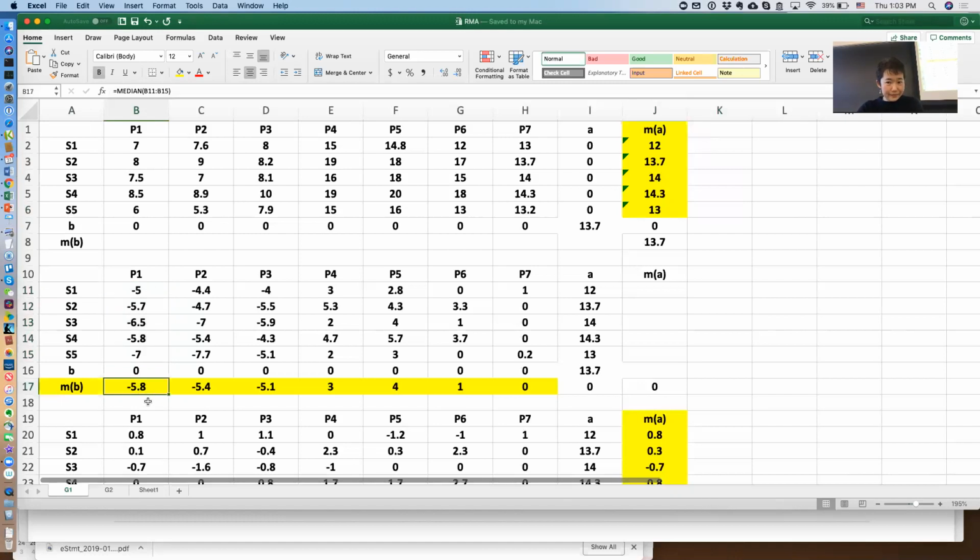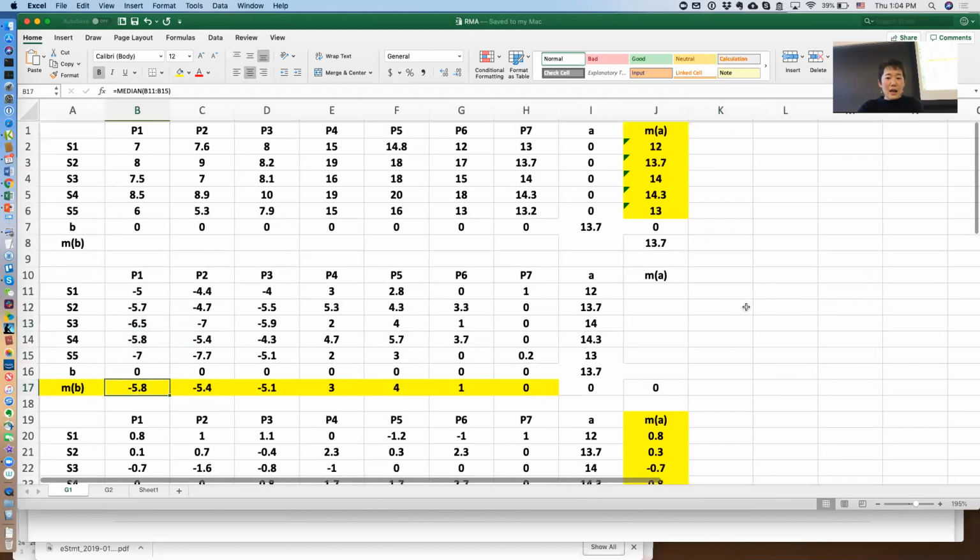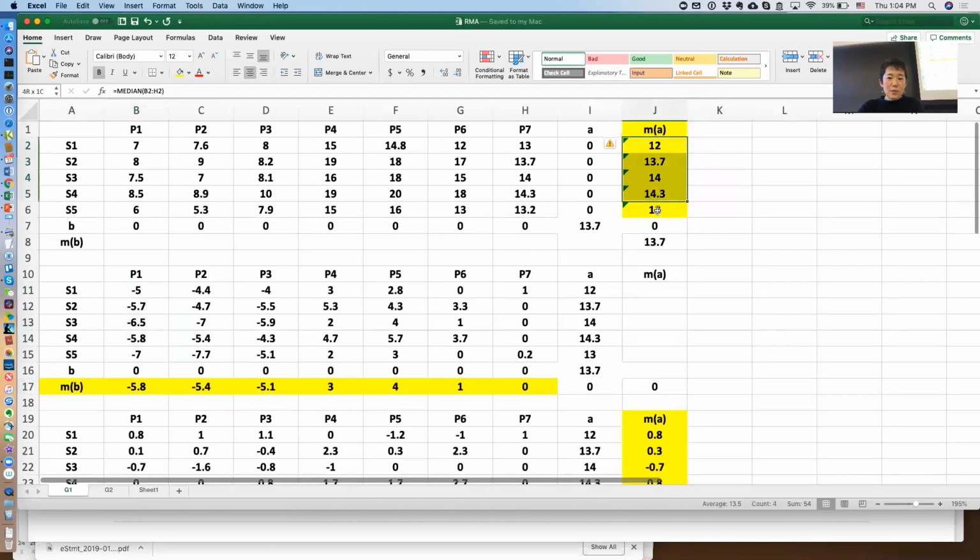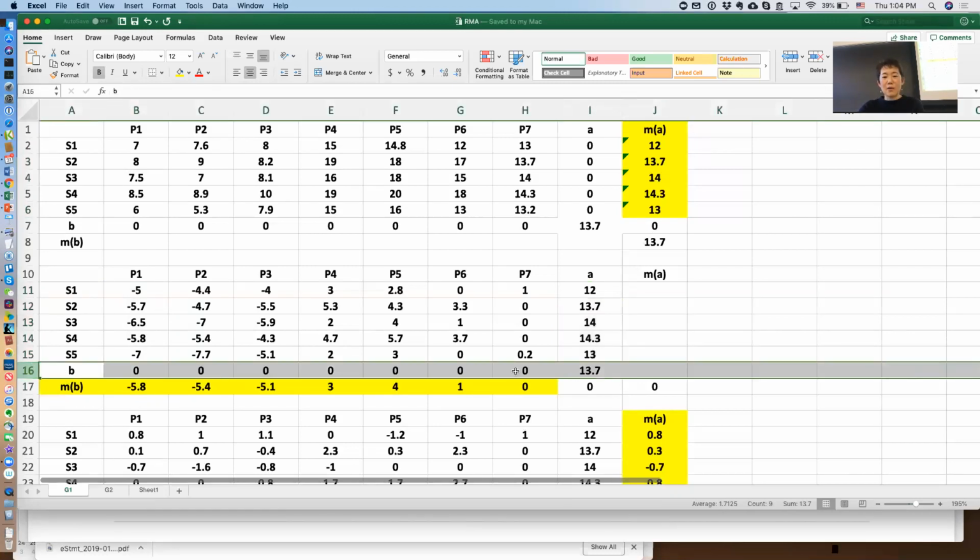The median of the probe. By the way, once we have this value, we also replace this by this thing here. I'll show you why this is the case. This is the final expression estimate that we have. And this one is the final probe effect that we have.